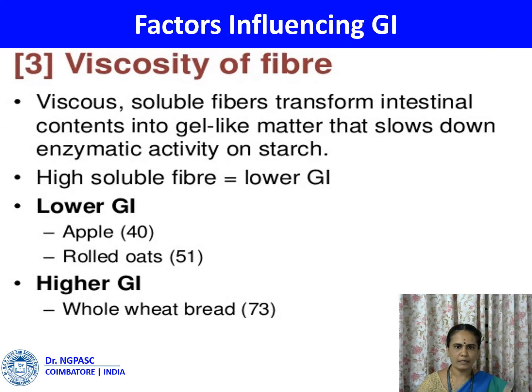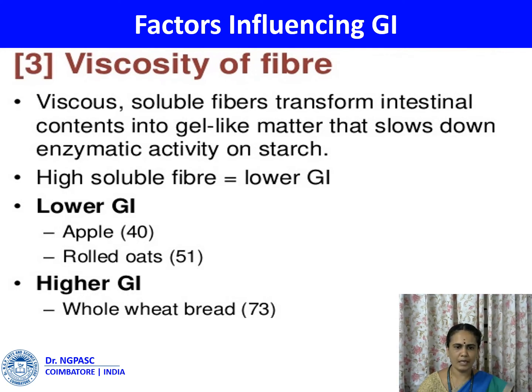The third factor which influences the glycemic index is viscosity of fiber. The viscous soluble fibers transform intestinal content into a gel-like matter that slows down the enzymatic activity on starch. So high soluble fiber may give a lower glycemic index. So fiber-rich foods are healthy for diabetes patients.